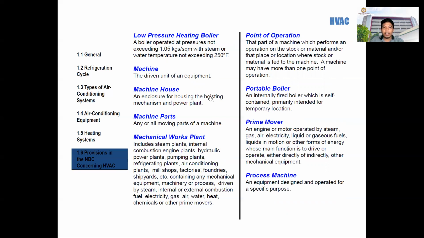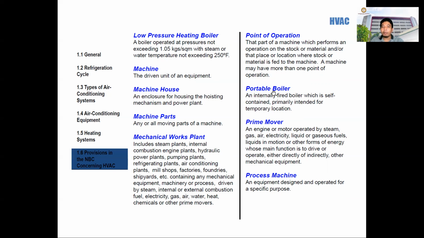So this is already discussed in building conveying system. Then we have the point of operation. That part of a machine which performs an operation on the stock or material, and or that place or location where stock or material is fed to the machine. A machine may have more than one point of operation.